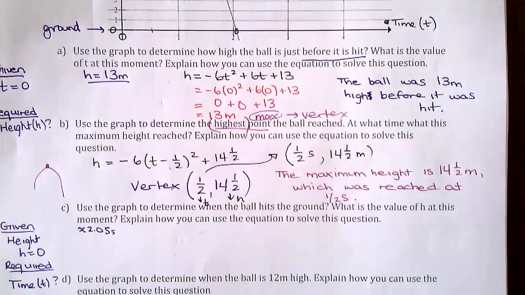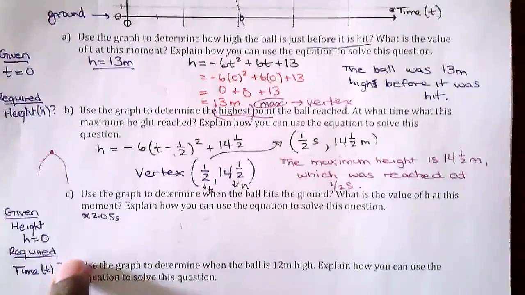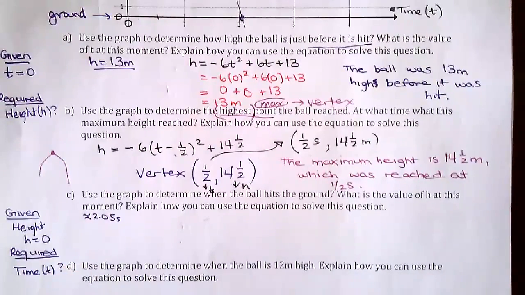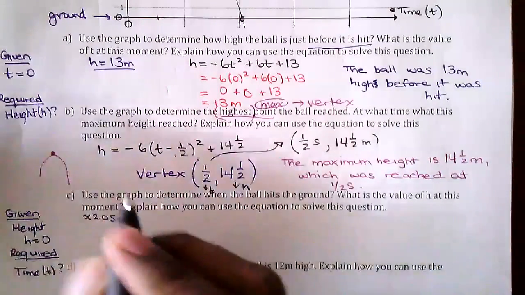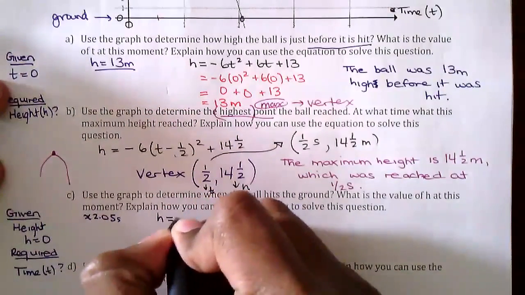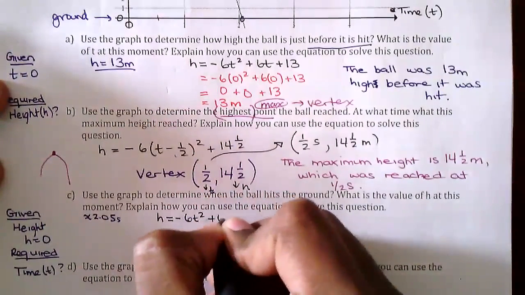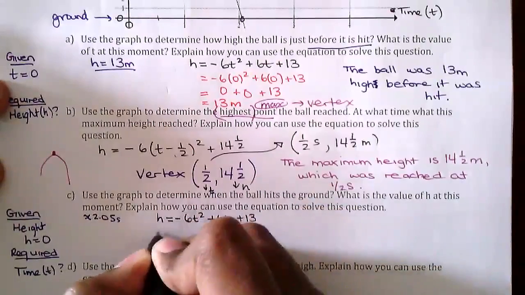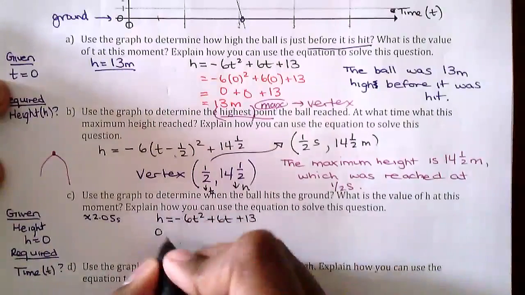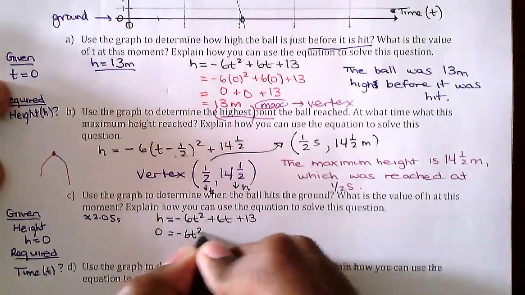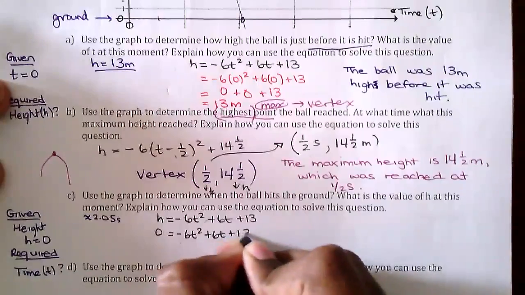But if we want the exact time when the ball hits the ground, we're going to have to use an equation. So let's write out the equation. Whenever you are given a question where you're given the y variable, it's best to use standard form. So let's look at standard form. H is equal to negative 6t squared plus 6t plus 13. I'm going to put 0 for my height because that's what I've been given. It's hitting the ground, so 0 is equal to negative 6t squared plus 6t plus 13.